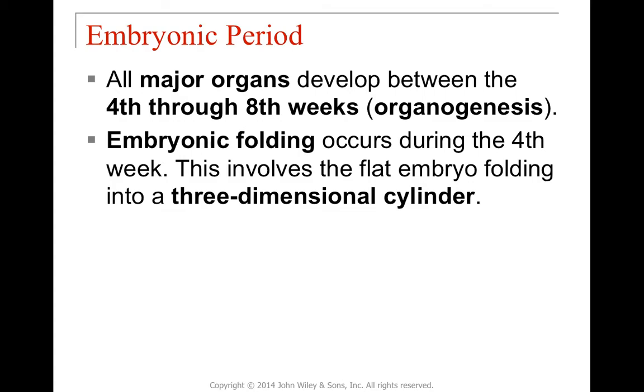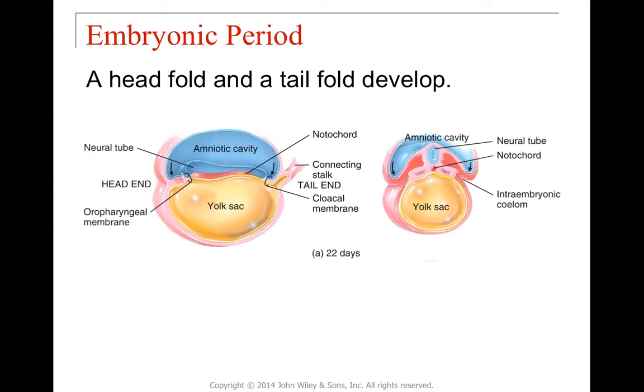And basically what happens is we take what was previously a flat embryo and we fold it up, or kind of roll it up into a 3-dimensional cylinder. So you can picture taking a tortilla and making it into a burrito, except obviously a lot more complicated. The first thing that has to happen is we have to have invagination, little folds that develop at the head region and the tail region.